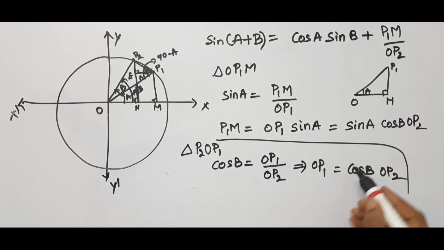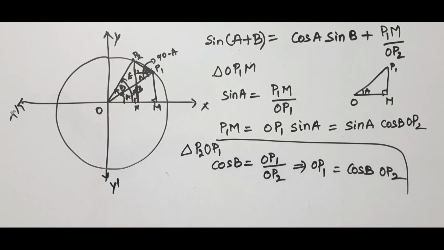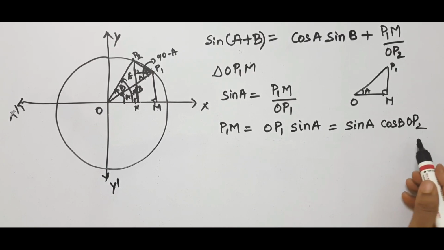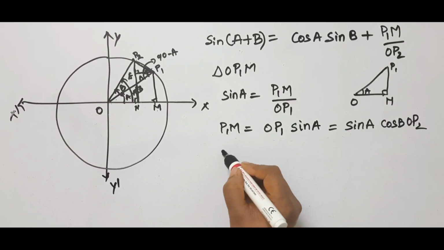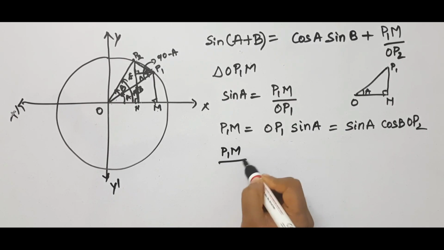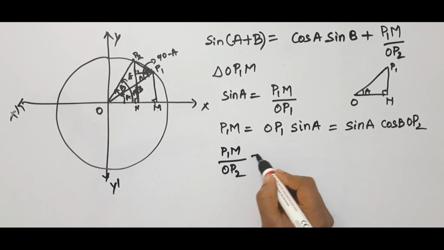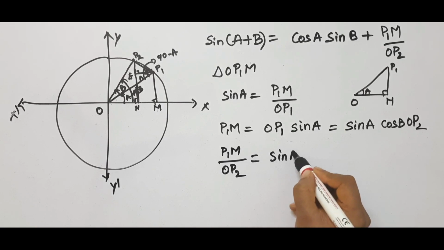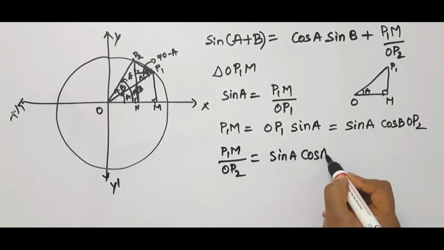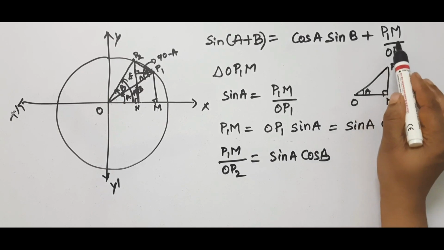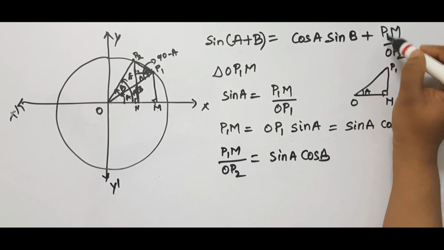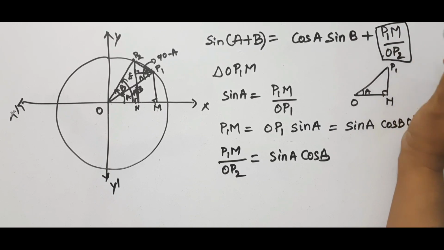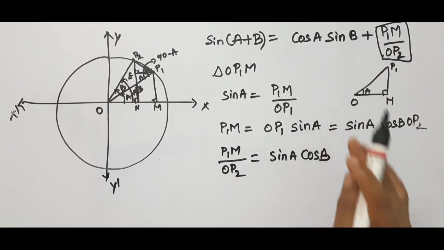So finally we will get this, bring this OP2 to LHS. This becomes P1M by OP2 equal to sin A cos B. So we got this value, P1M by OP2, is it not? We got this value also. Now let us substitute in that formula.